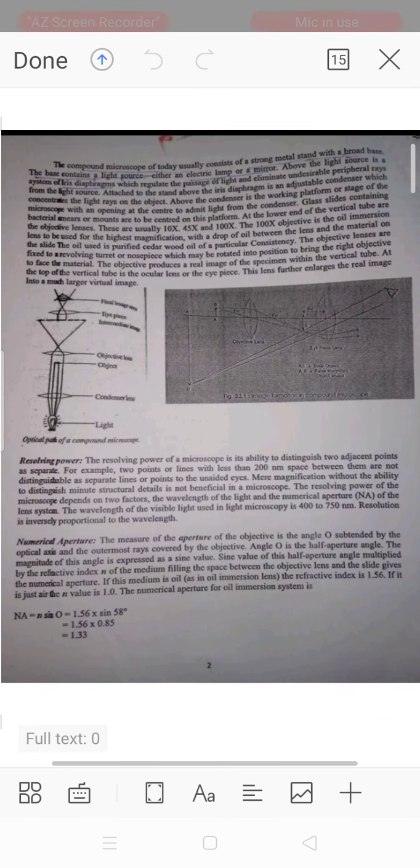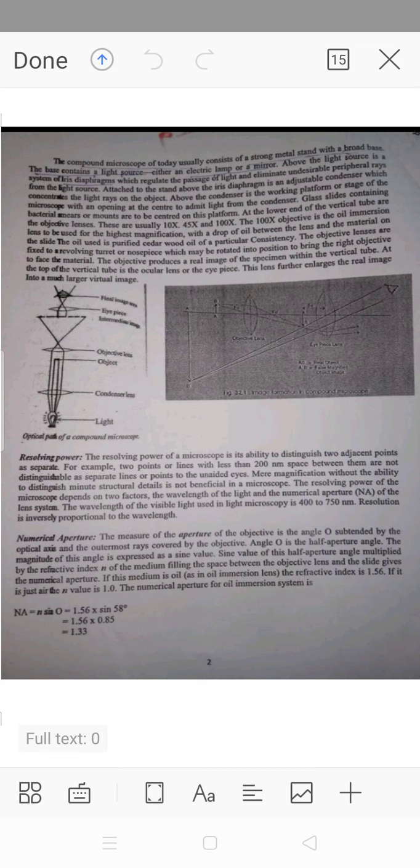The compound microscope of today usually consists of a strong metal stand with a broad base. The base contains a light source, either an electric lamp or a mirror. Above the light source is a system of iris diaphragms which regulate the passage of light and eliminate undesirable peripheral rays from the light source. Attached to the stand above the iris diaphragm is an adjustable condenser which concentrates the light rays on the objects.